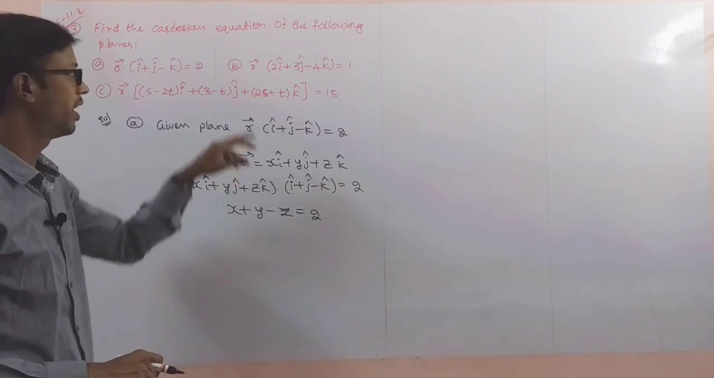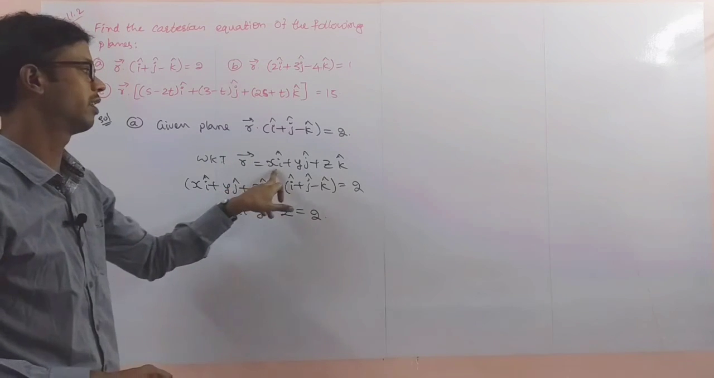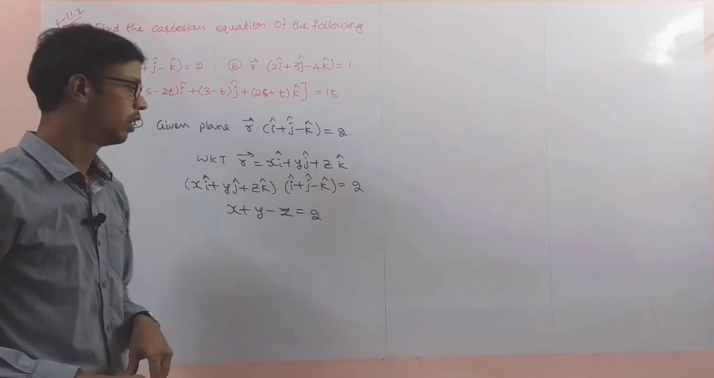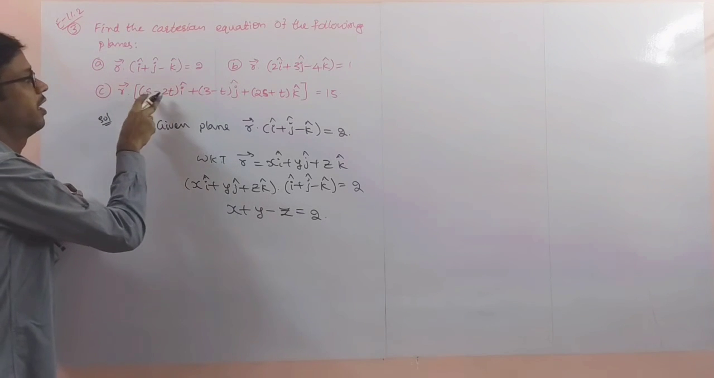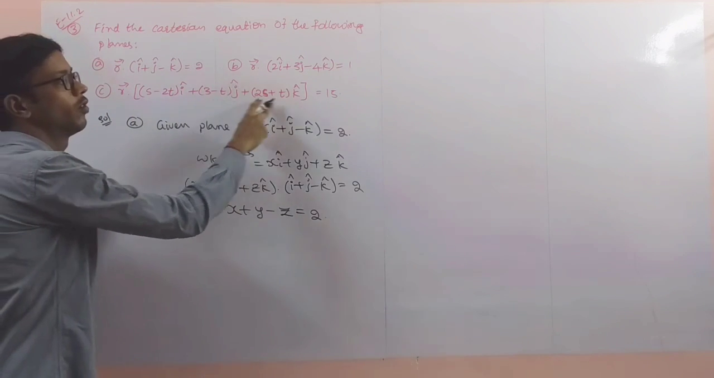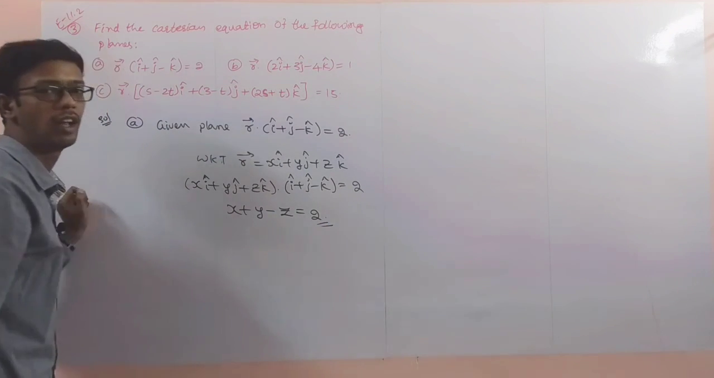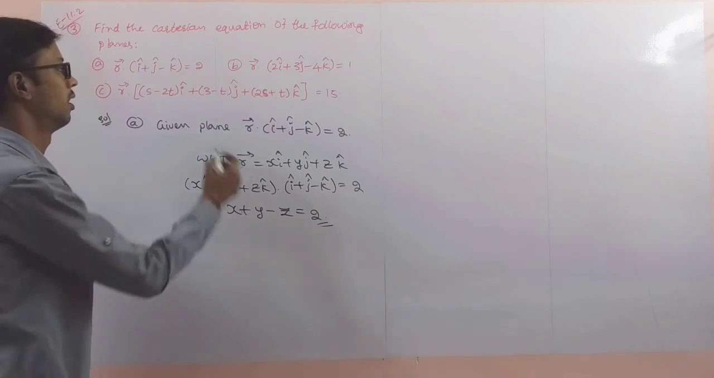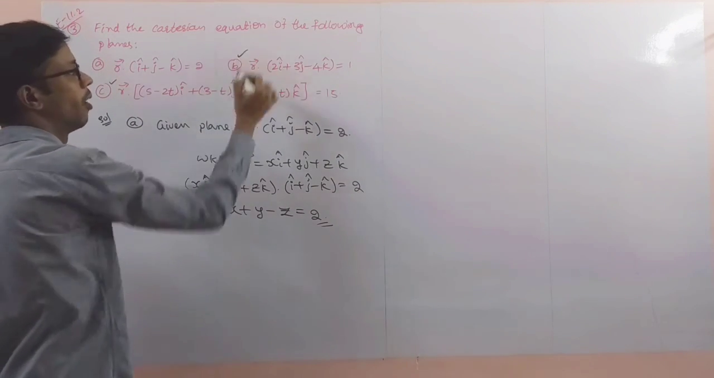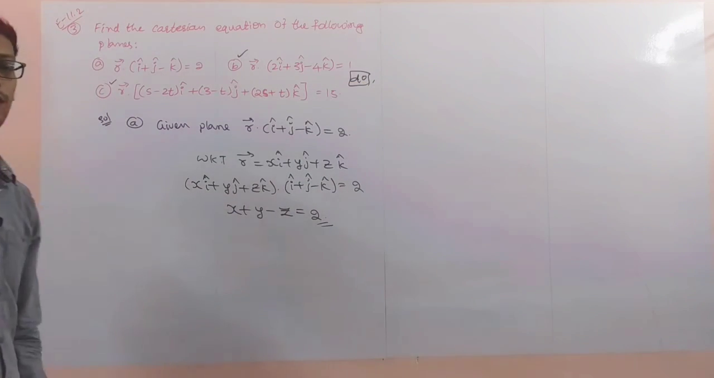Next, the remaining problem, number B. Here also, substitute r bar as x i cap, y j cap, z k cap. The coefficients: x into this one plus y into this one, z into this one equal to 15. So this is the way of finding the Cartesian equations of the plane. Problem number B, do as homework. Pause the video to note it down.